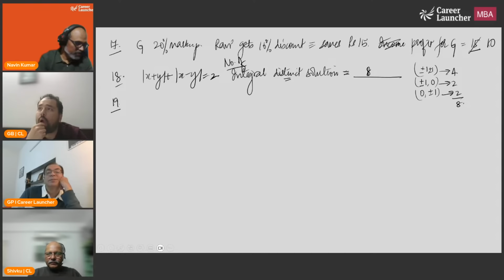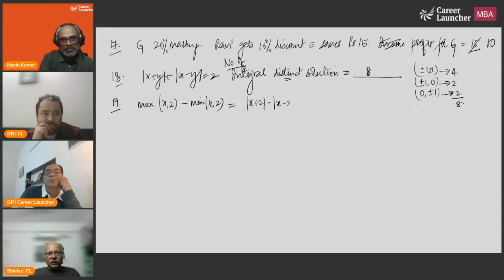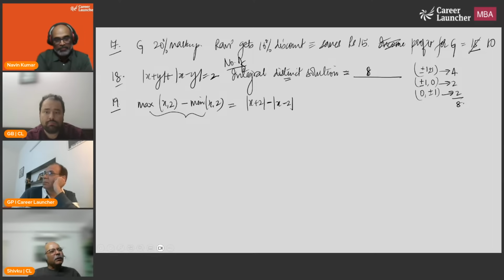Okay, then there was this question. ये मेरे को exact language याद नहीं है. It was max(x, 2) minus min(x, 2) is equal to |x + 2| minus |x - 2|. I don't think x was asked. I think it was asked कि इसकी value क्या होगी. नहीं. How many values of x satisfy this condition? अच्छा, how many values of x satisfy this condition था? Yeah, sum of all the values ऐसे कुछ था. हाँ, मुझे भी याद नहीं आ रहा है.